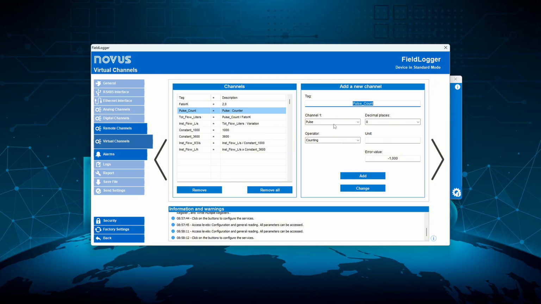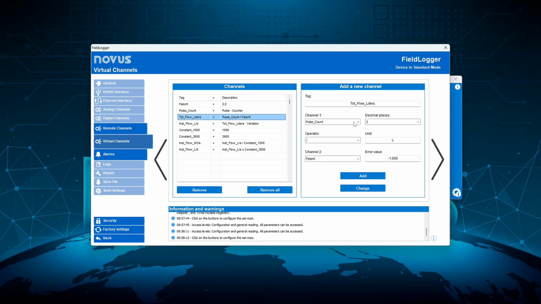Select the digital channel that receives the flow meter signal and choose the count operation. This channel will count and accumulate the pulses received on the field logger digital input. Remember that the maximum frequency allowed on the field logger input is 250 Hz.